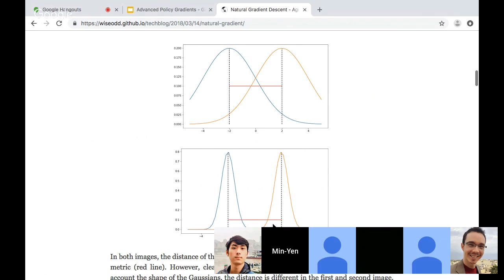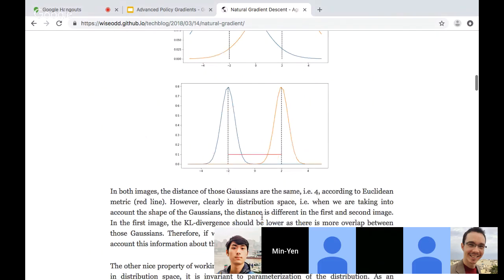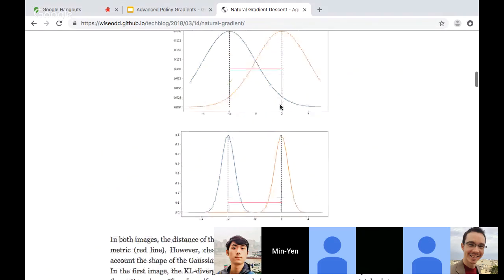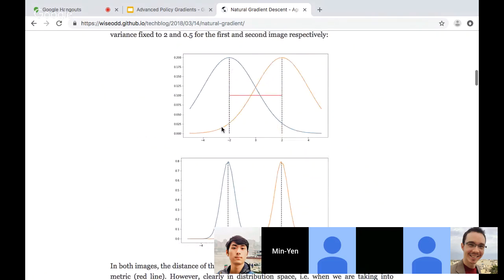Which is why if you use the Euclidean difference, the Euclidean distance would just measure it from the mean. You would still get a distance of 4, but if you use something like the Fisher information matrix or KL divergence, which is actually measuring the difference between two distributions in an asymmetric manner, then you would get a more reasonable approximation. Like the distance between this one should be less than the distance between this one, right? Okay.